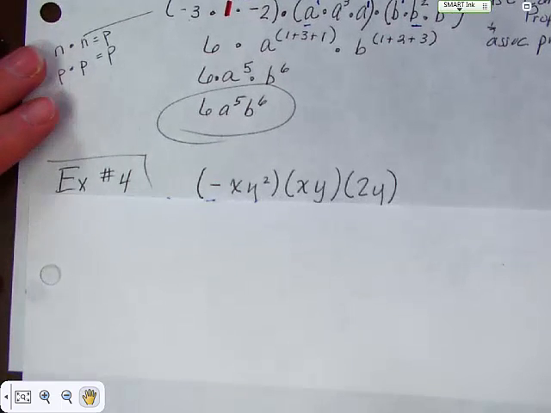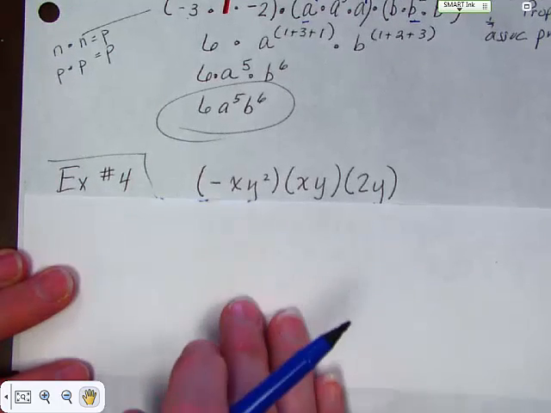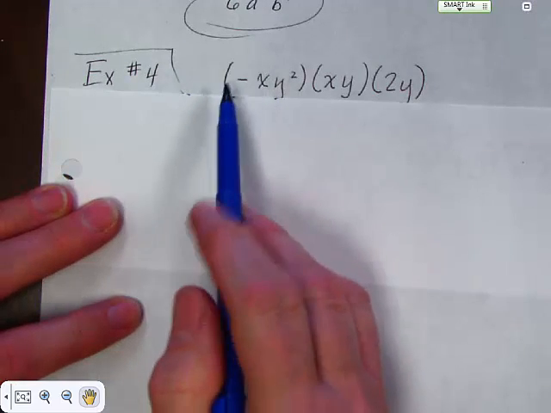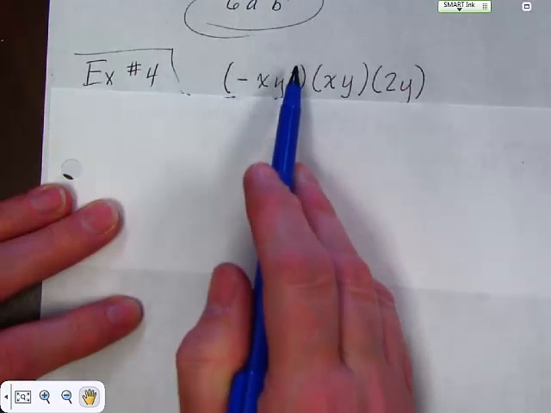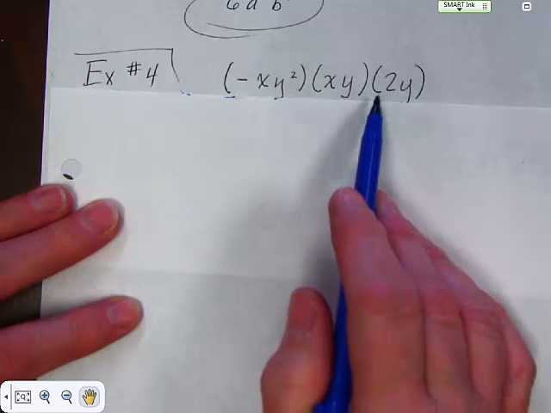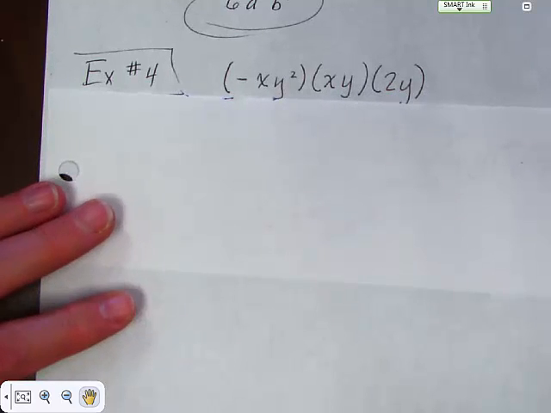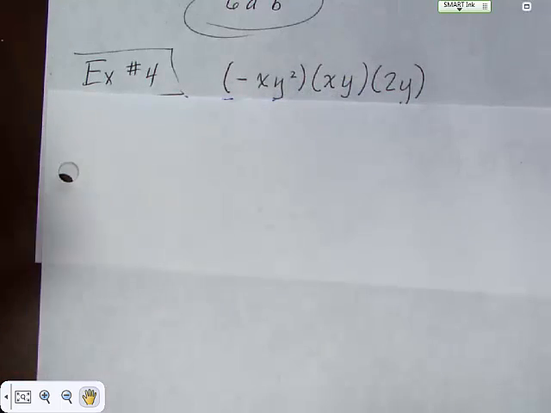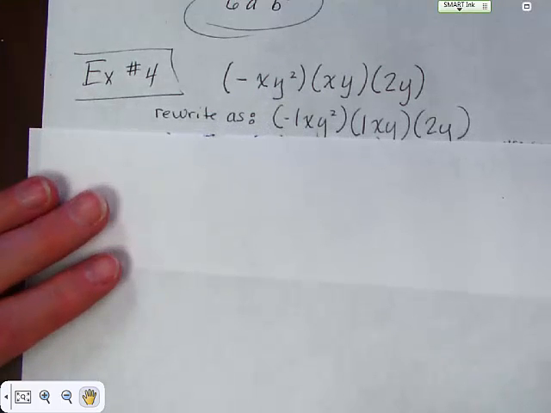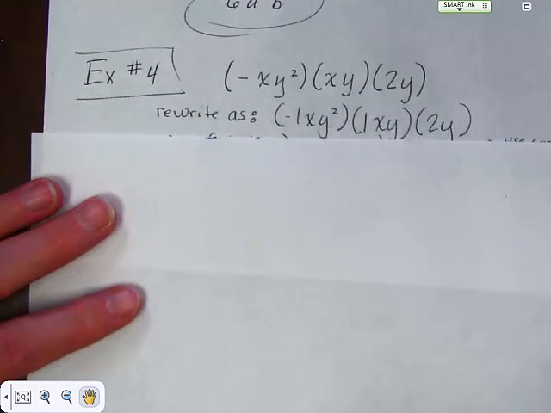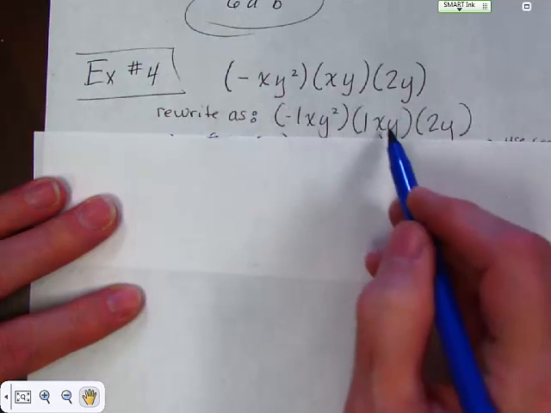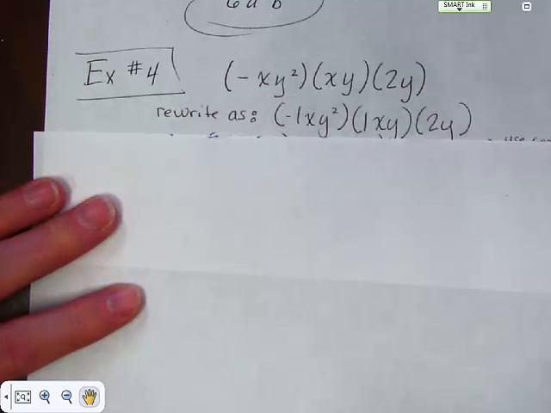Okay? One more example for you, and this one I don't put the ones in because I want you to see one without the ones to start with. So this is negative xy squared times xy times 2y. Okay, now in our mind we're going to think that there's a 1 here and a 1 there. It'll just make our multiplication easier in our head. I'm rewriting it like this: negative 1 xy squared, 1 xy, 2y. Now I have a number in front of each one of those to multiply.